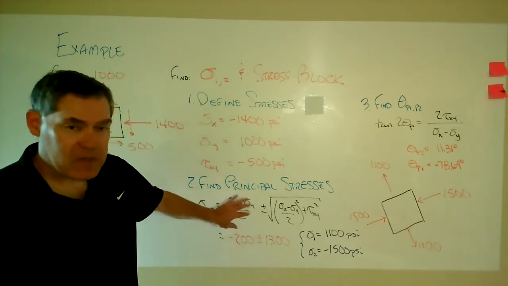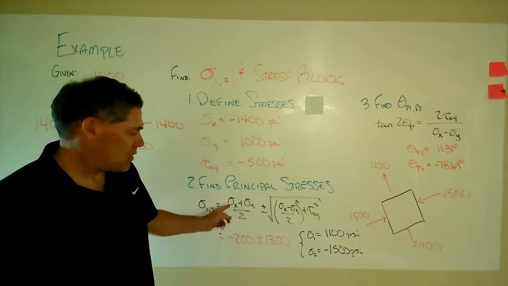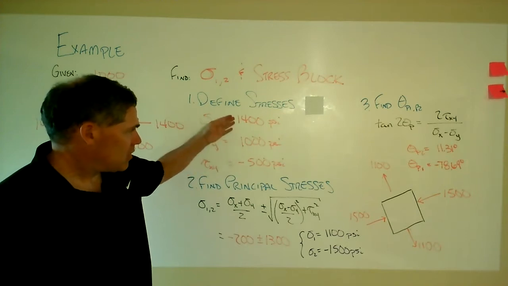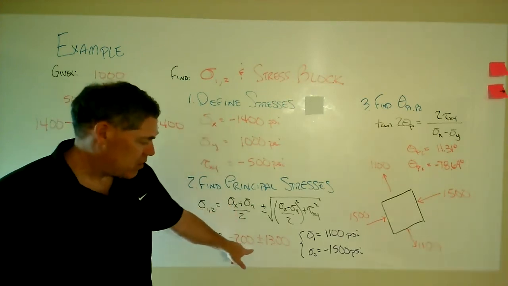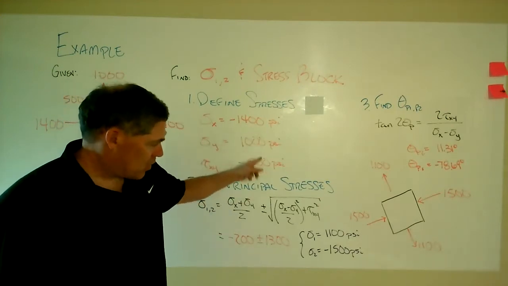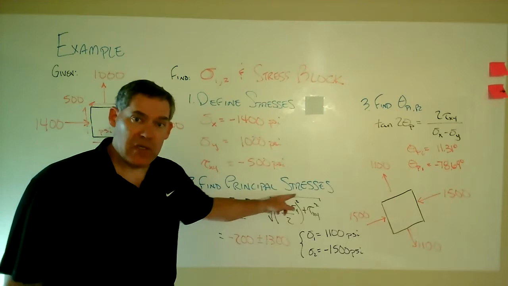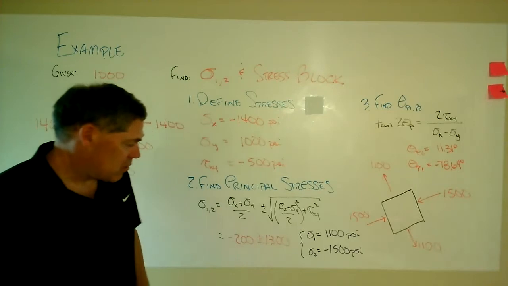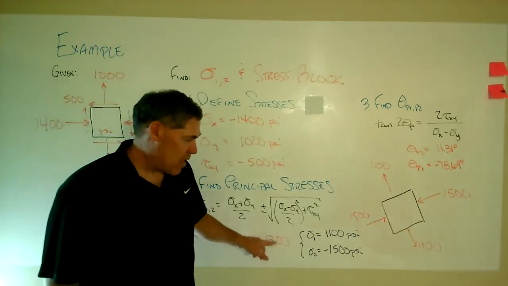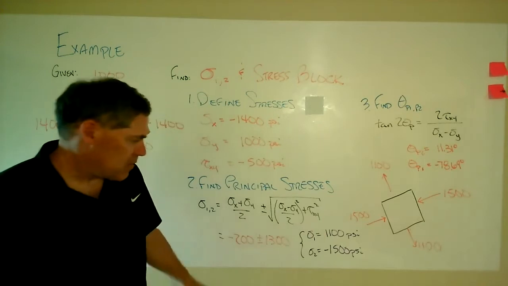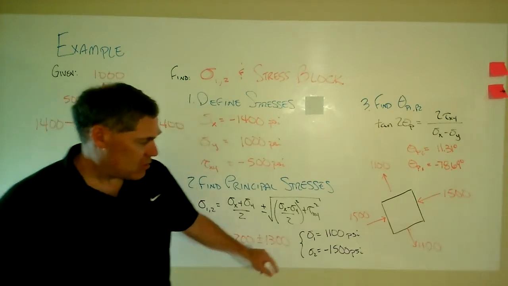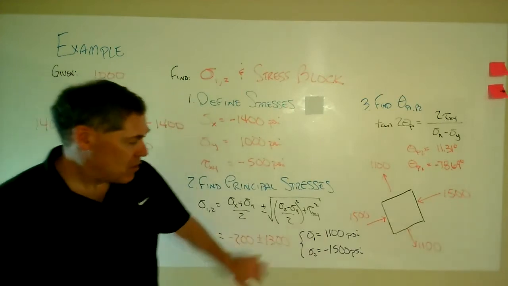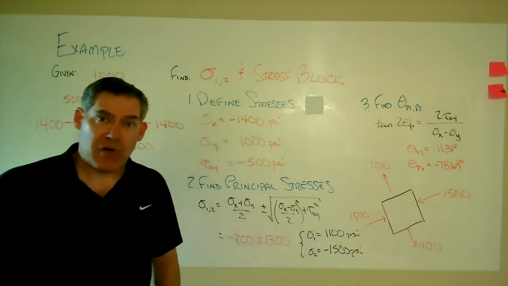So this first term is really the average of the sigma x and sigma y, including their signs. So minus 1400 plus the 1000 is a minus 400, divided by 2. That's where the minus 200 comes from. Put all those things into here, and this hypotenuse value, or what you'll eventually learn to think of as a radius value, is 1300. So we're going to get two values that come out of this. One's 1100, and it's a positive one. That's the 1300 minus the 200. And the other is the negative 1500, which is the minus 1300 and 200. Those are our two numerical values for our principal stresses.